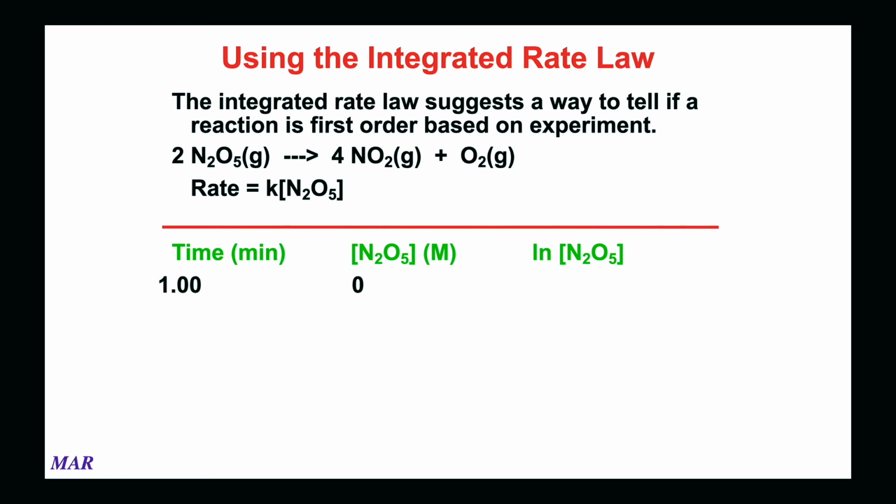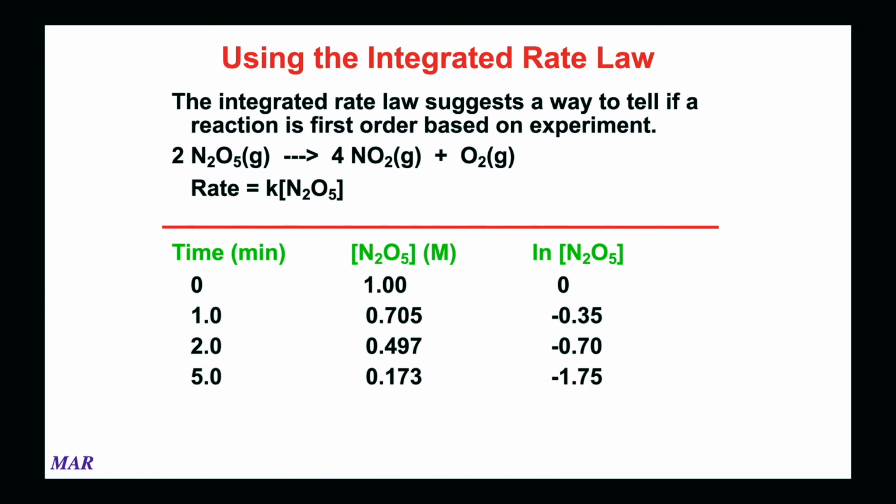Well, let's say we do this reaction and we're taking the concentrations of N2O5 at different times. So 0, 1, 2, and 5, there are the concentrations of N2O5. And you can see it's decreasing because it's a reactant, it's going down. Now, for reasons that'll be clear on the next page, I'm taking the natural log of those numbers. So natural log of 1 is 0, natural log of 0.705 is negative 0.35, etc. I'll show you why I'm doing that, but that's something we're going to do in this section.